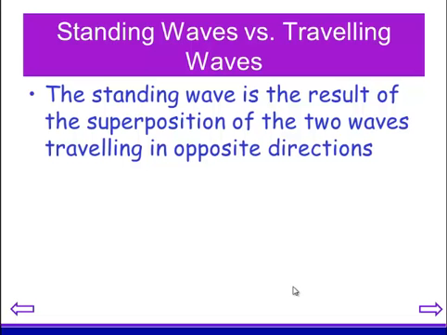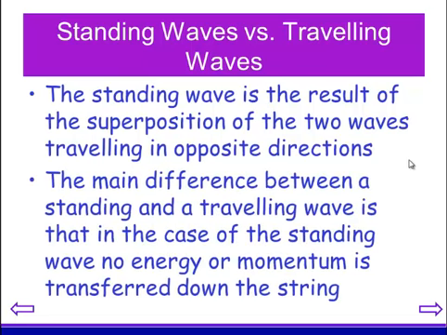Now, don't forget that these two waves travelling in opposite directions could just be caused by a reflection of a wave at a certain point causing this to happen. And the big difference between a standing wave and a travelling wave is that in a standing wave, no energy or momentum is transferred down the string. Okay, so no energy is in motion.